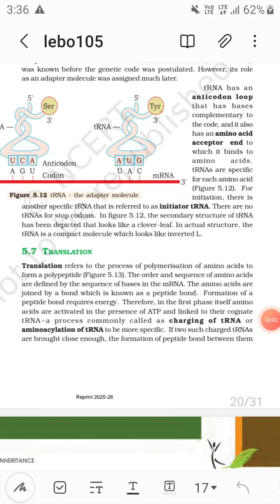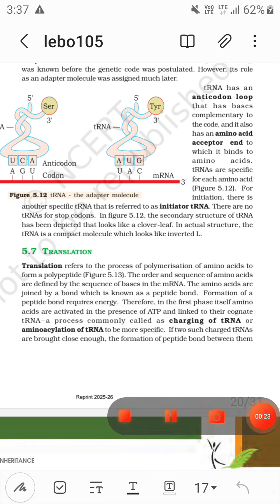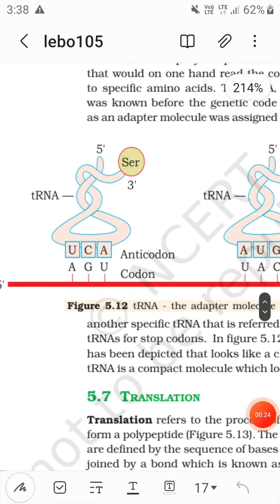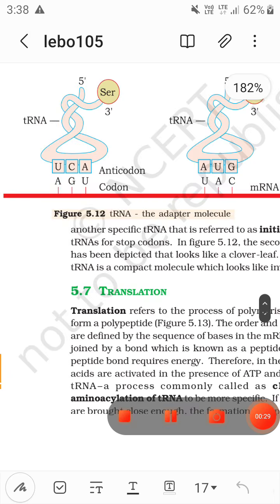Translation process. The first phase itself, amino acids are activated in the presence of ATP and linked to their cognate tRNA, a process commonly called charging of tRNA or aminoacylation of tRNA. See in the tRNA diagram at the 3' end, there is an amino acid.